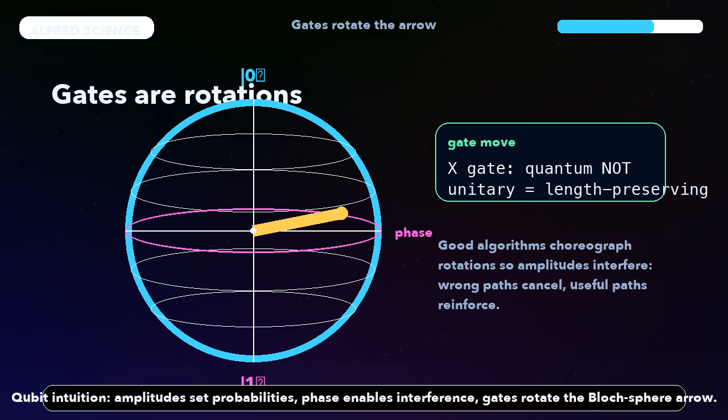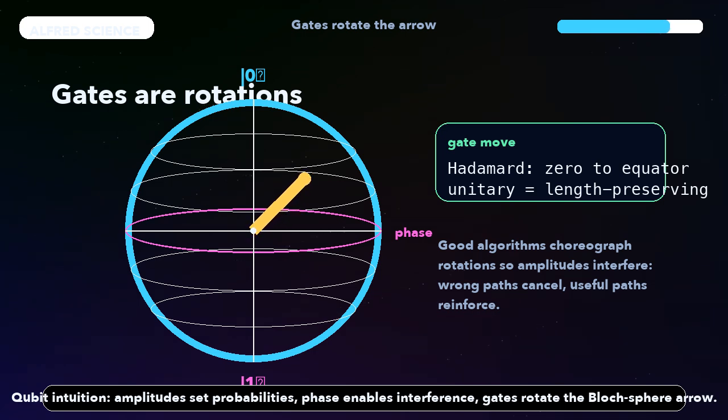An X gate flips north to south, like a quantum knot. A Hadamard gate can move a definite 0 onto the equator, creating a balanced superposition. So a qubit is not just both 0 and 1 in a vague way. It is a precisely steerable arrow whose length is fixed, whose direction encodes amplitudes, and whose twist stores phase.